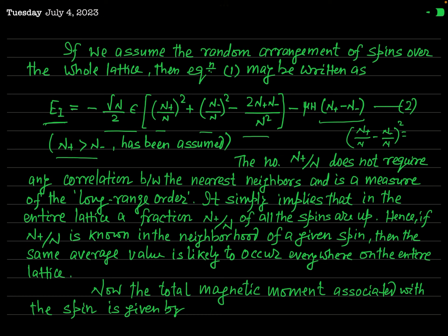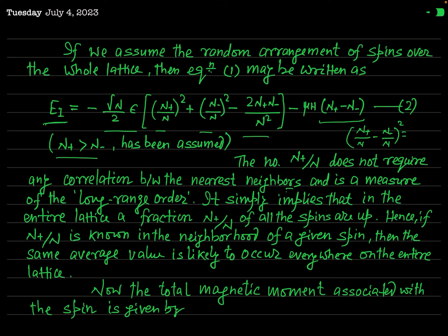Now this probability n plus by n does not require any correlation between the nearest neighbors, and it is a measure of long range order. It means the value of n plus by n is not limited only to the nearest neighbor. It is a long range term, and so for the entire space of the lattice, the value of n plus by n will be almost the same. And so this is called long range order.